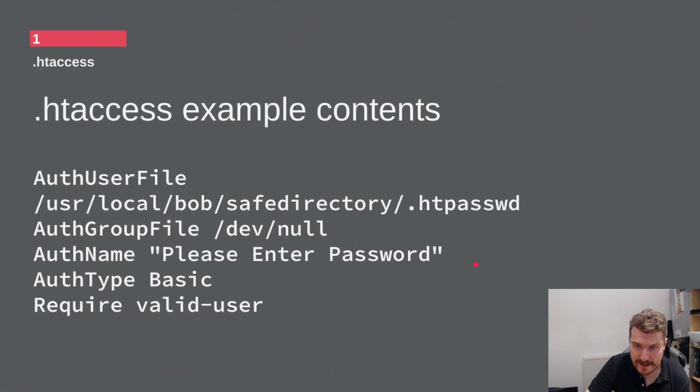Right, so here's an example of the contents. We have the kind of header, we'll call this the key, and this is the value. So we have the name of the password file, and we have something that comes up like "please enter password", AuthType Basic, and Require valid-user just means require a user that exists in the htpasswd file.